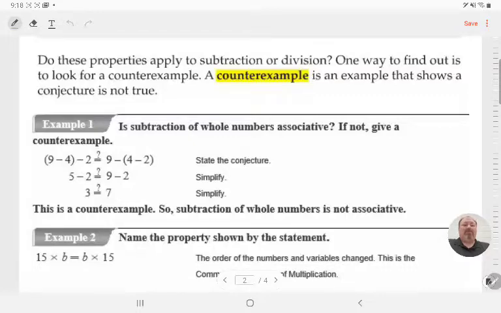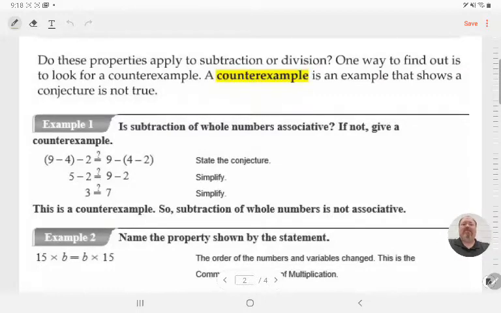So for example, in subtraction of whole numbers, is subtraction of whole numbers associative? If not, give a counterexample. So can we have subtraction with the associative property? Let's take a look. We'll just throw some numbers out there. 9 minus 4, or the difference of 9 and 4, minus 2. Is that the same as saying 9 minus the difference of 4 and 2?